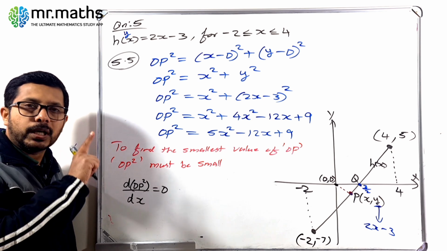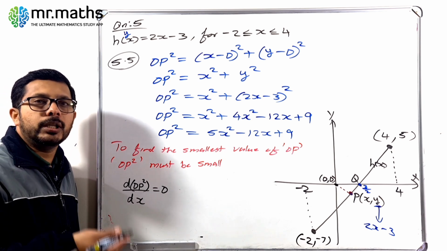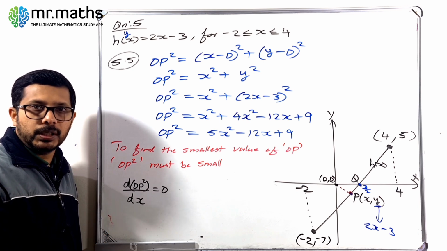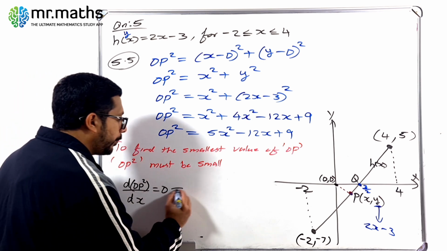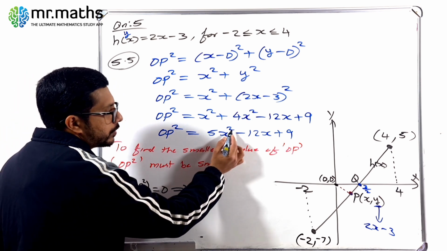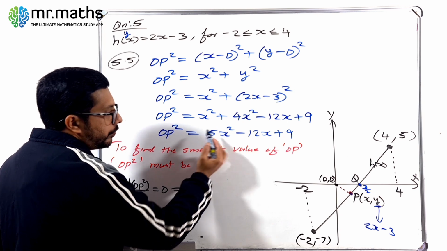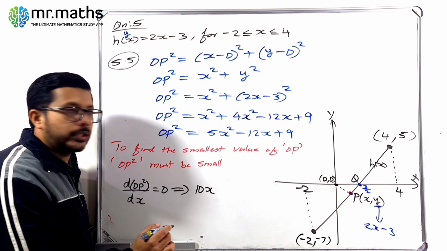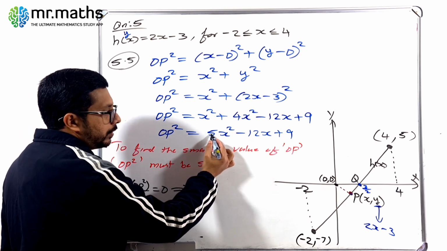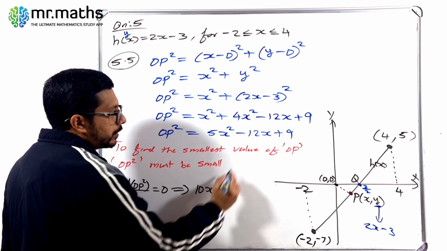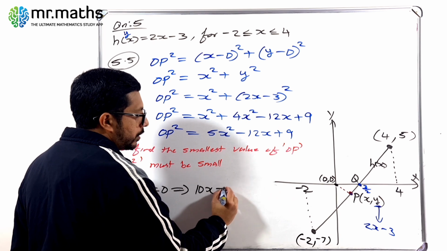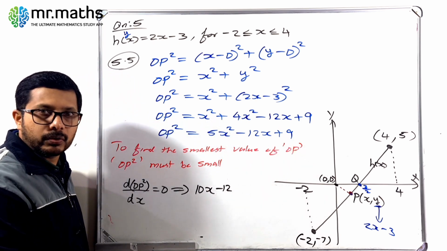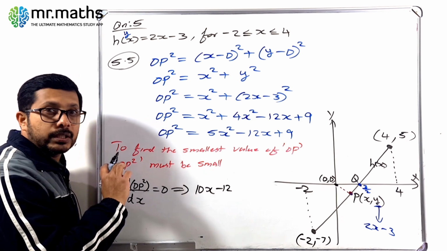Why? Because in calculus you studied to find the minimum or maximum. Minimum means smallest. Okay, the first derivative is going to be 0. So we are going to apply that one here. First derivative, let's try to find the derivative. 2 into 5, 10x. I hope you know how to find the derivative. So this 2 comes here, so 2 times 5, 10x. What is the derivative of minus 12x? Minus 12. What is the derivative of 9? Constant term, 0.